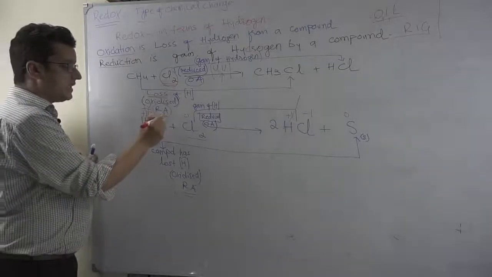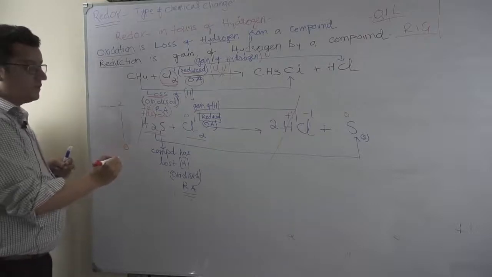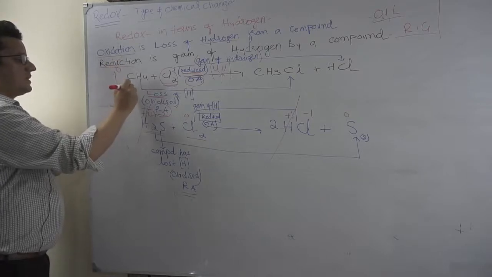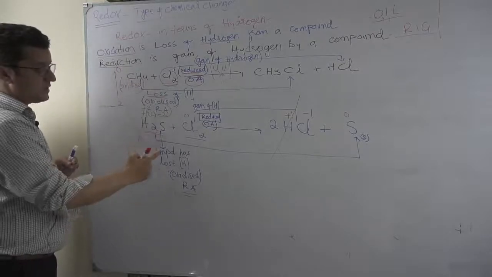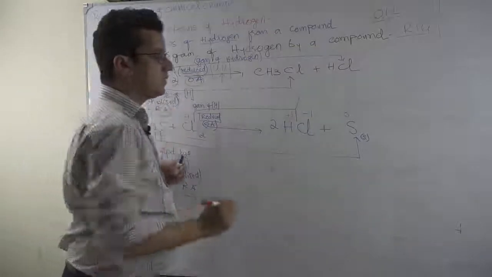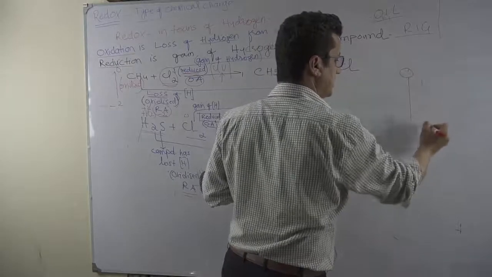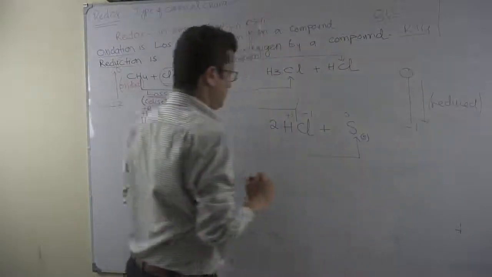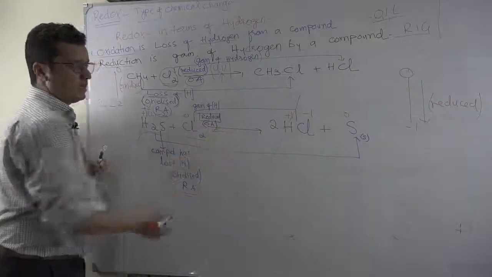But sulfur's oxidation number has increased from minus 2 to 0, because 0 is bigger, so it means it is oxidized. So even in terms of oxidation number, you can find that H2S is oxidized, and it is acting as a reducing agent. And chlorine goes from 0 to minus 1, a decrease in oxidation number, which means it is reduced. So it's acting as an oxidizing agent. So you can explain this.